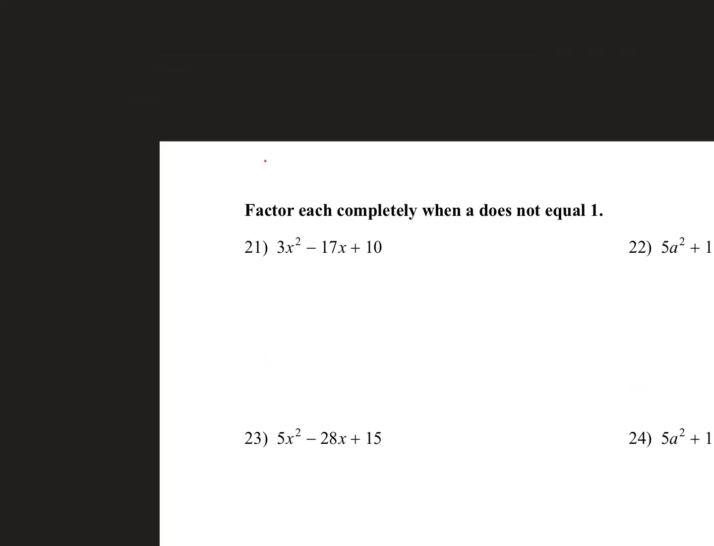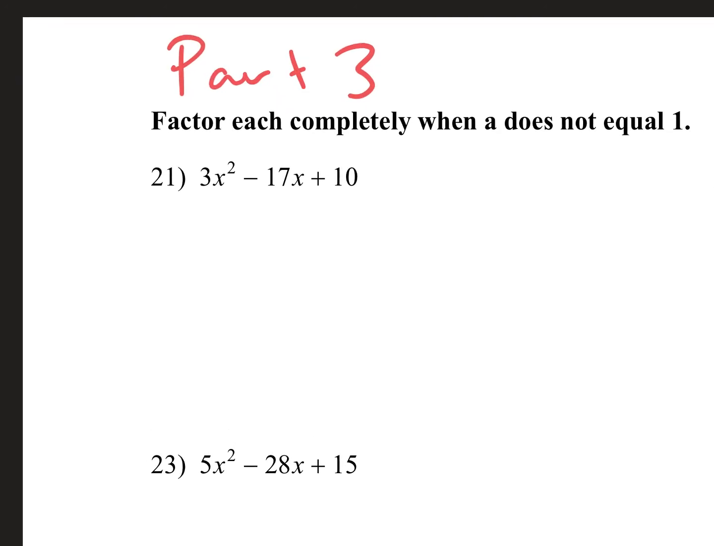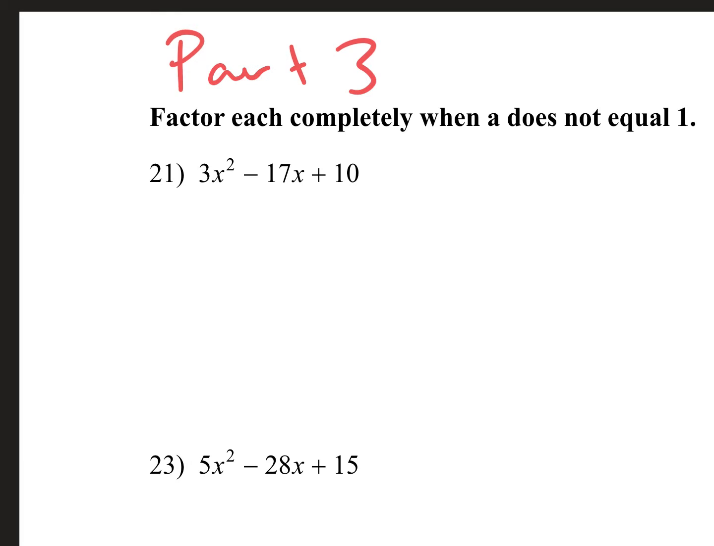So this is part 3 homework. So we're factoring when a does not equal 1. So that's when that first number is not 1. So what do we need to do to factor this? Where do we start?